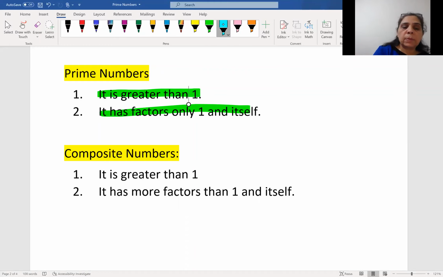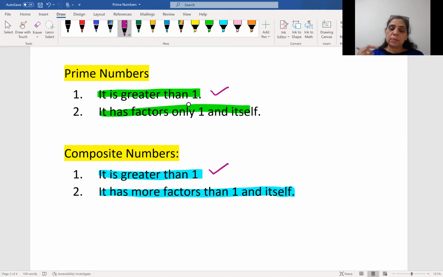Now let's talk about composite numbers. If it's greater than 1 and it has more factors than 1 and itself, that means it's a composite number. So if we notice something from here, the first condition is the same for both of them: it must be greater than 1. But the second condition, we will check, they are opposite.